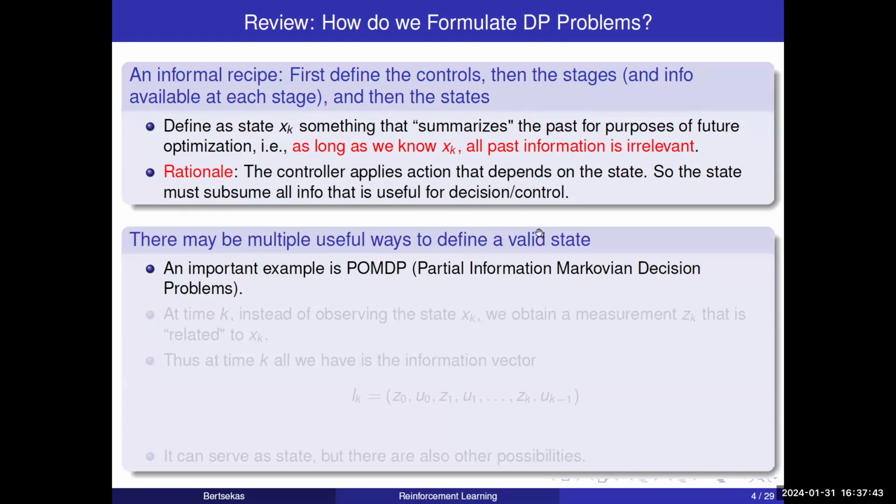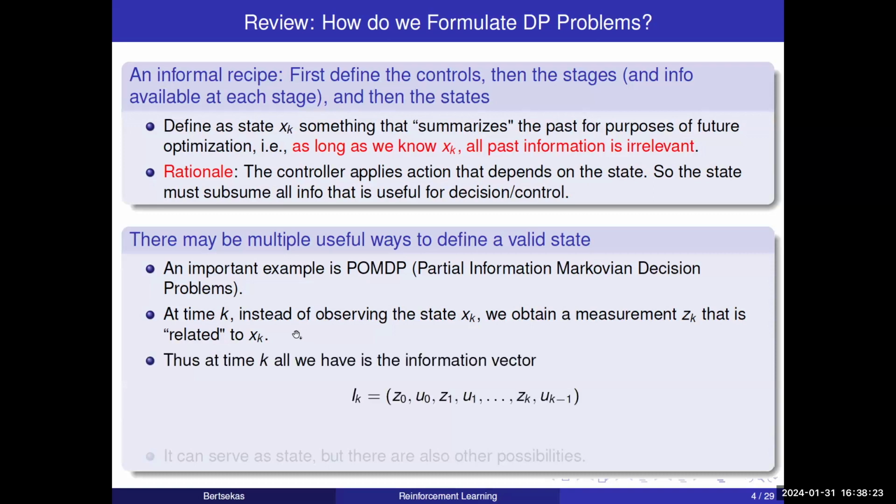There are multiple useful ways to define a valid state, and we mentioned POMDP, partial information Markovian decision problems, where at time k, we do not observe the state itself, but rather obtain a measurement, which we call zk, that is related to xk, probabilistically related. For example, xk might be a 6-dimensional vector, and zk may consist of only one component of that vector, or 3 components plus some noise, okay? That's an example of a measurement. It tells you something about the state, but it doesn't tell you the state itself.